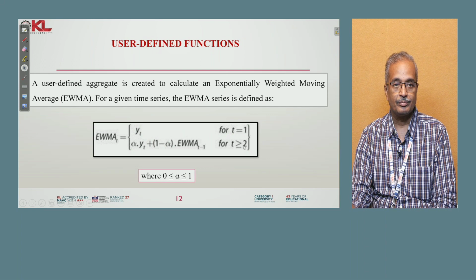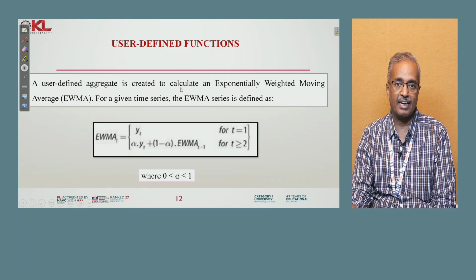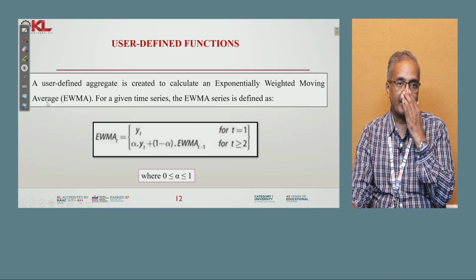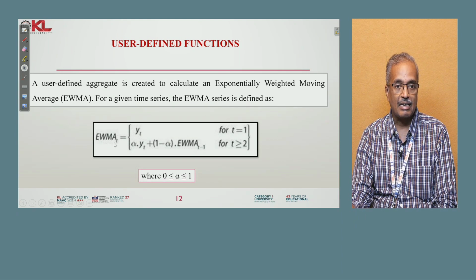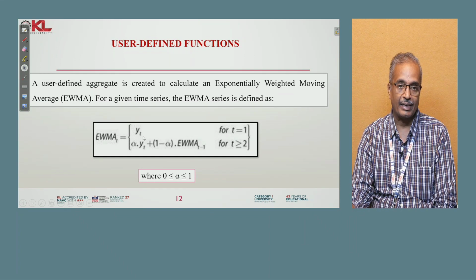Okay, the next one, a user defined aggregate. An aggregate is created to calculate an exponentially weighted moving average, that is nothing but EWMA. For a given time series, the EWMA series is defined like this. EWMA at time t is equal to Y_t. After that, alpha times Y_t. How many options are there? 2 options.